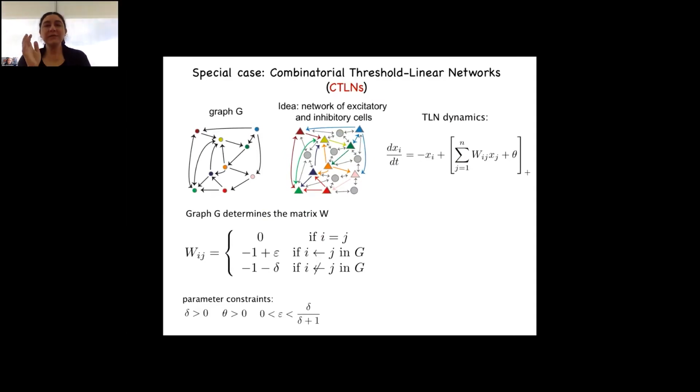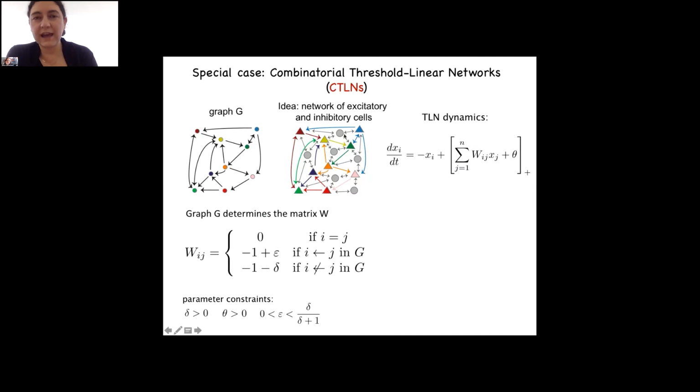Okay, so what makes this a special case is that, instead of looking at all possible W matrices, which is kind of an n squared parameter space, we are focusing in on matrices that are parameterized by a directed graph and this epsilon and delta. So the epsilon and delta are just determining how much above or below -1 the entry is. And so really what is happening here, the way to think about it, is that when there's an edge between two neurons, you have a weaker inhibition, so something above -1. And when there's no edge, you have strong inhibition. So these really are inhibition-dominated networks.